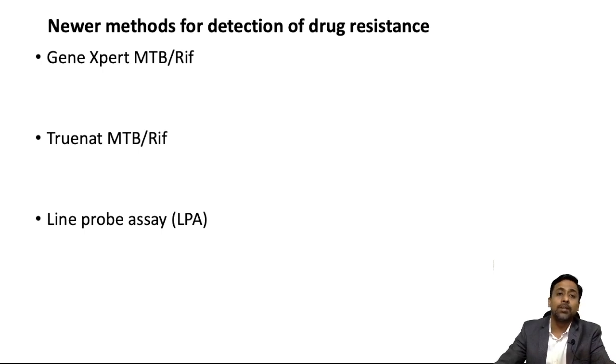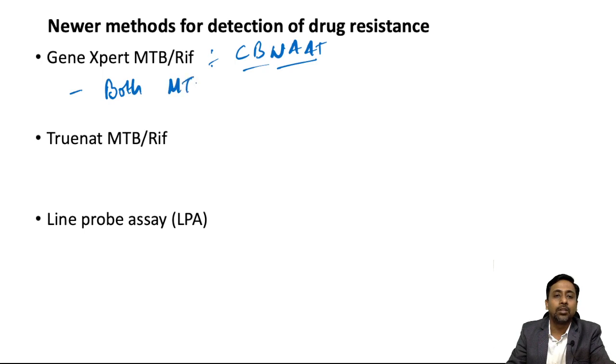So there are certain newer methods apart from the conventional DST for detection of drug resistance, and these are GeneXpert MTB/RIF. This GeneXpert MTB/RIF is a cartridge based nucleic acid amplification test, which is a closed system in which the PCR is performed after the extraction of the DNA from the bacteria, and it will detect both Mycobacterium tuberculosis complex and rifampicin resistance. So this is the advantage of GeneXpert, that along with detecting the organism, it can also identify resistance to rifampicin in the strain.